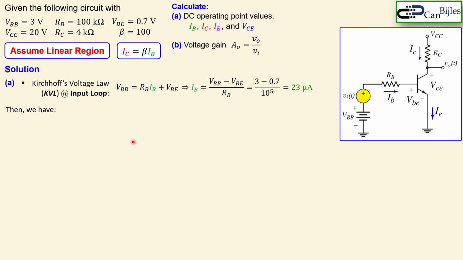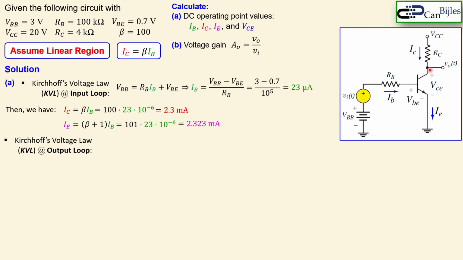Okay. Then we have the following. Since we know the base current, we can calculate the collector current using this formula, 100 times the base current, so we have 2.3 milliamps. In a similar way, we know that the emitter current is the summation of the collector and the base current. That's shown here, so beta plus 1 times the base current is the emitter current, and you will get approximately 2.323 milliamps. So we now have the 3 DC currents in the circuit.